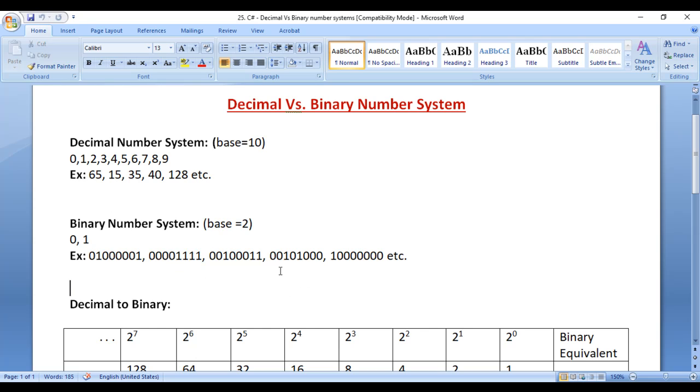If I ask you, tell me what this sequence of zeros and ones indicates. Of course, it is difficult to say, right? Because we don't know binary number system. So we have to understand how to convert a decimal number to binary equivalent number, how to convert a binary number to decimal equivalent number, guys. So let's understand step by step. First, we understand how to convert a decimal number to binary equivalent number.